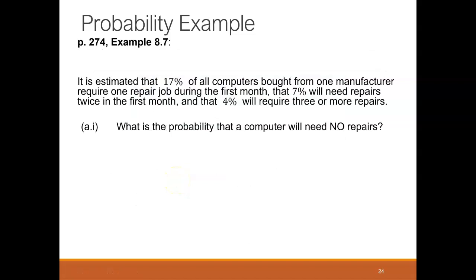Another example. It is estimated that 17% of all computers bought from one manufacturer require 1 repair job during the first month. That 7% will need repairs twice in the first month, and 4% will require 3 or more repairs. What is the probability that a computer will need no repairs?